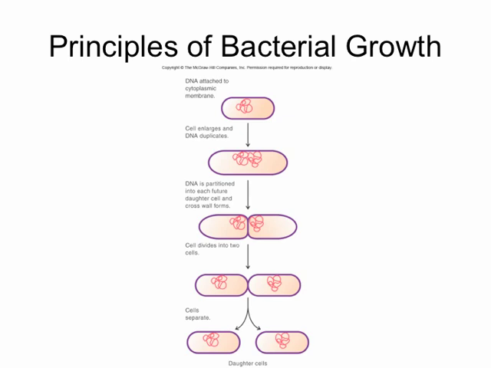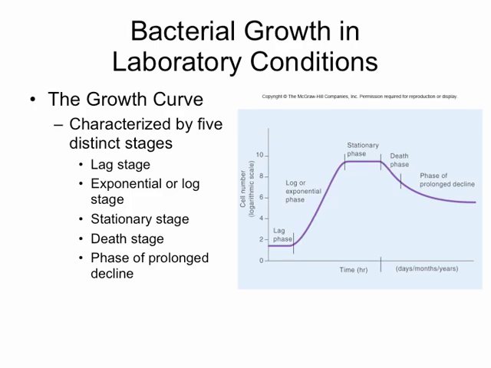So here we just see a blow up of the process of cell division. Okay, now, I said that there are natural limits to the way that cells can grow. Cells can't grow without limit forever.